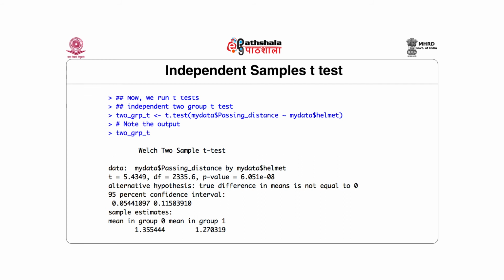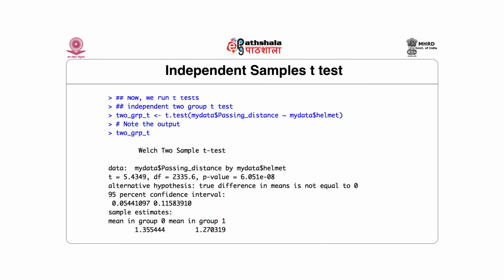Not only this, it also gives you a 95% confidence interval that the true difference is not equal to 0. So what it would say is this, that whatever may be the difference, and you can see that there is a mean in the group 0, which means the mean of people who were not wearing helmets is 1.35 meters, and a mean for people who were wearing the helmet was something like 1.27 meters. Therefore, the difference is about 0.08, and you can see that the 95% confidence interval is something like 0.05 to 0.12.